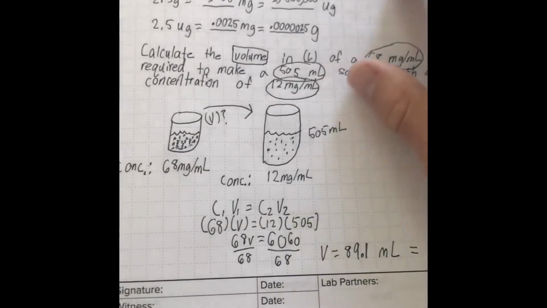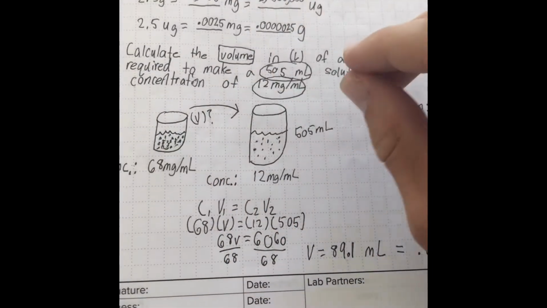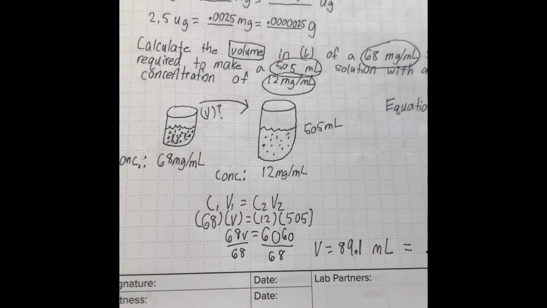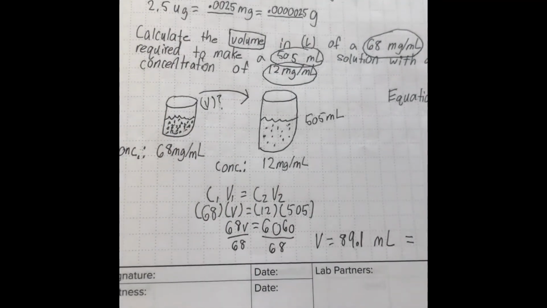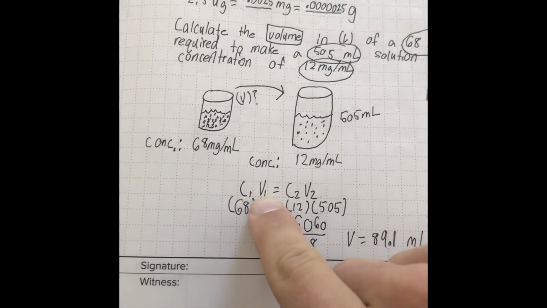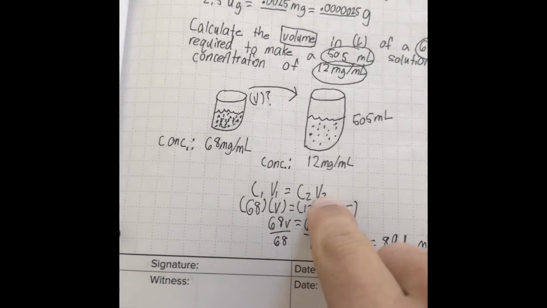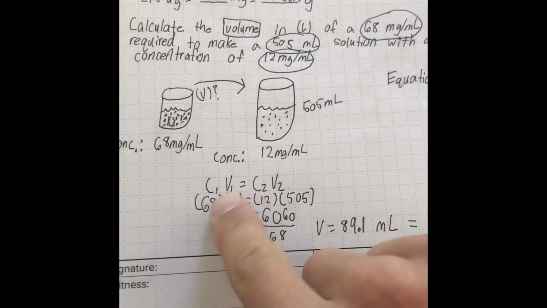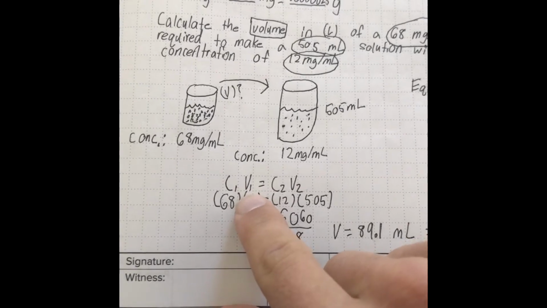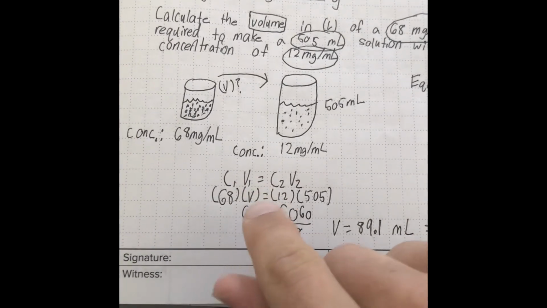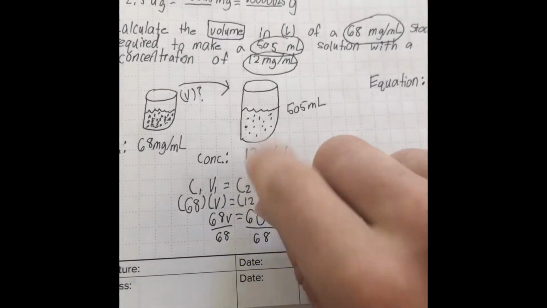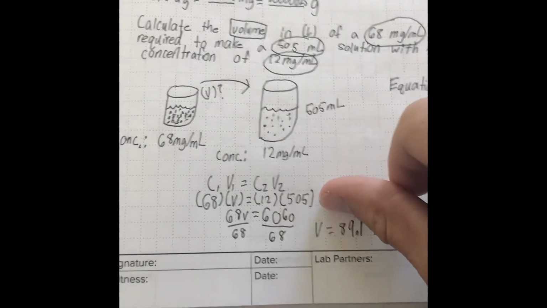So I personally find it helps me if I just draw it out so I can visualize it, and I can see that the concentration is getting more diluted. So the first thing, we can set up our equation. C1 times V1 equals C2 times V2. So the first concentration was given to us, 68. The second one, what we're solving for, was not given to us. And then the next concentration is 12, and we know the next volume is going to be 505.